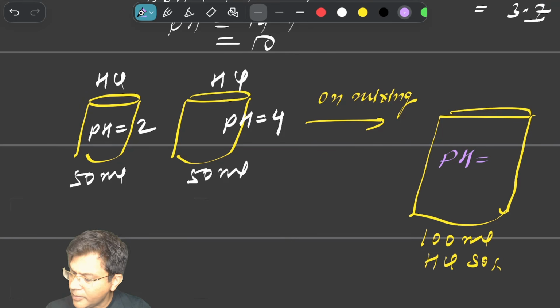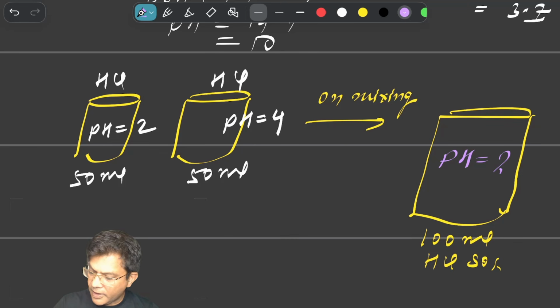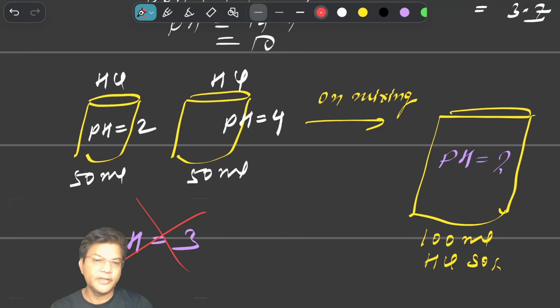Now definitely many students will say 4 plus 2 divided by 2, so it will be 3. Remember that pH will never be equal to 3. Why can't it be 3? Because it does not follow averaging. Concentration may follow averaging, but pH will not follow averaging. What I am talking about, let me show you. First solution pH is 2, so concentration is 10 raised to power minus 2. pH is 4, so concentration is 10 raised to power minus 4.